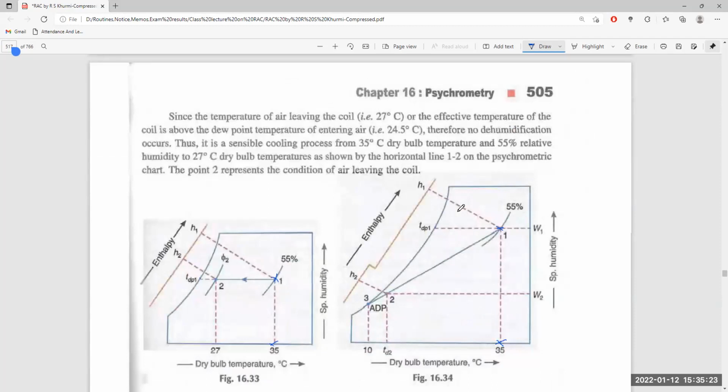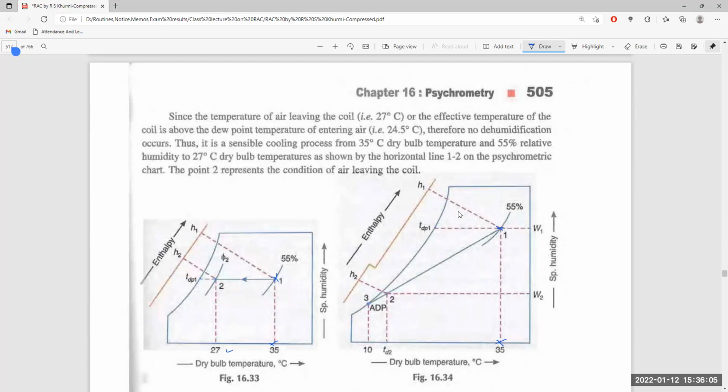Since the temperature of air leaving the coil is 27 degrees centigrade, which is given here, and the effective temperature of the coil is above the dew point temperature of the entering air, which is 24.5 degrees centigrade, there can be no dehumidification. What is it saying? The temperature leaving the coil is 27 degrees centigrade, and it is above the dew point temperature of the entering air, which means there can be no dehumidification.